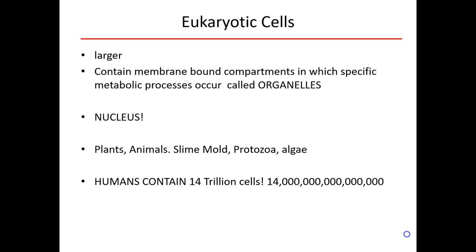Eukaryotic cells, however, are much larger and they're bound by a membrane. So something surrounds different things and forms compartments within them. Within these membrane-bound components, which we call organelles, they have a nucleus, so their genetic material is surrounded by a membrane. We have many different types. Everything besides bacteria fits into this category. And humans contain about 14 trillion of them.